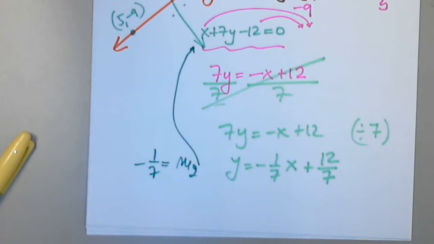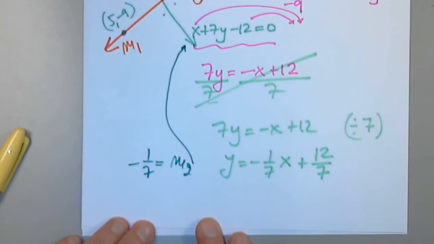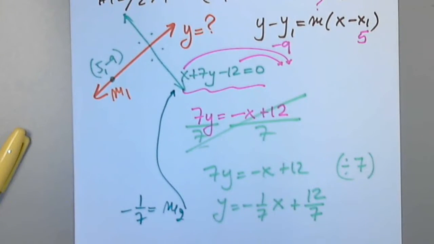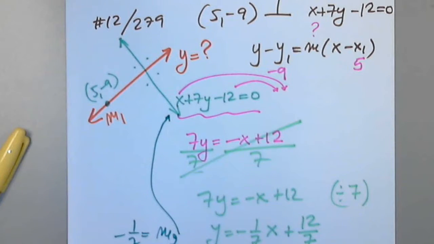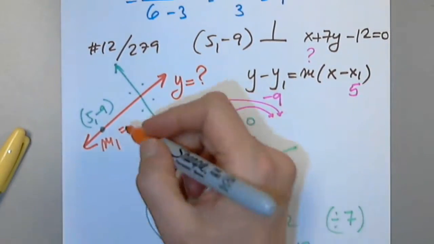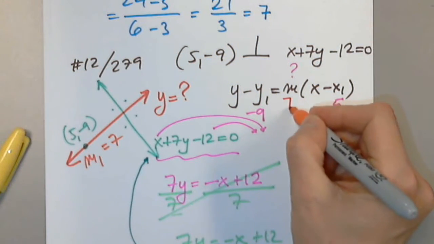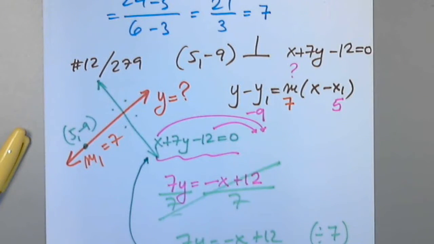Knowing that the product has to equal -1 because they are perpendicular, can anyone give us the slope of the orange line? Let's call it M1. Other than Tom, as always. Not always. Most. Okay, M1 equals? Positive 7. Very good. Because 7 times -1/7 is -1. Perfect. So now I have all unknowns, and I'm ready to write the equation.